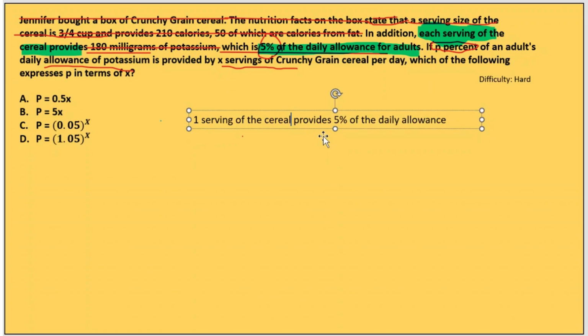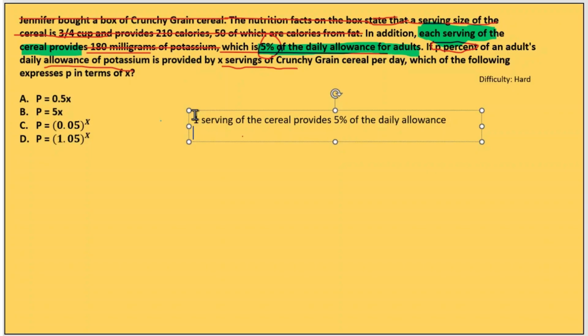Okay, right? Now what is the question? What is going to be the amount if P% of an adult's daily potassium is provided by X servings, which of the following expresses P in terms of X? So they want us to find the amount of P. So what is P? P is the amount of daily allowance, and what is X? X is the number of servings. So let's see what we can do here.